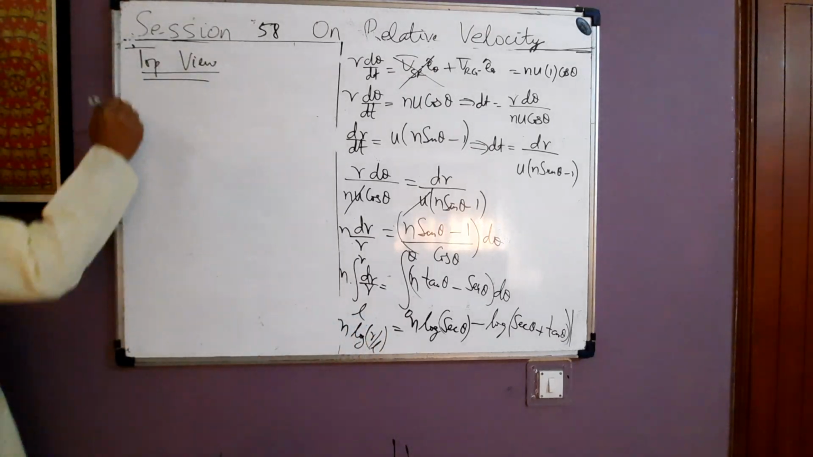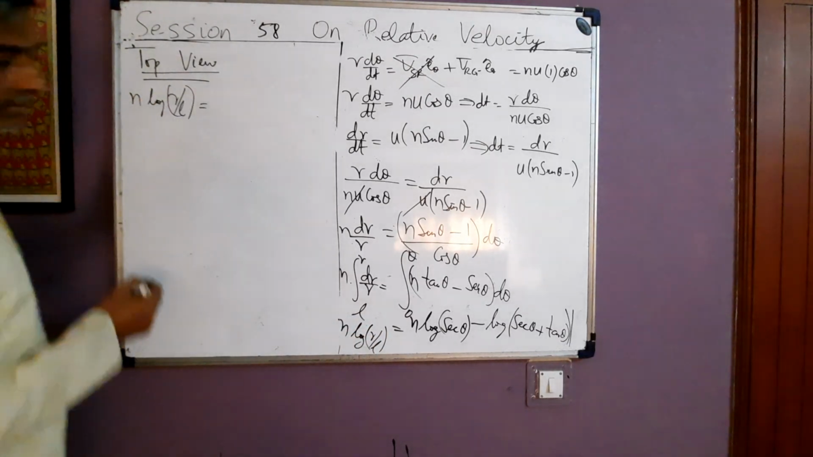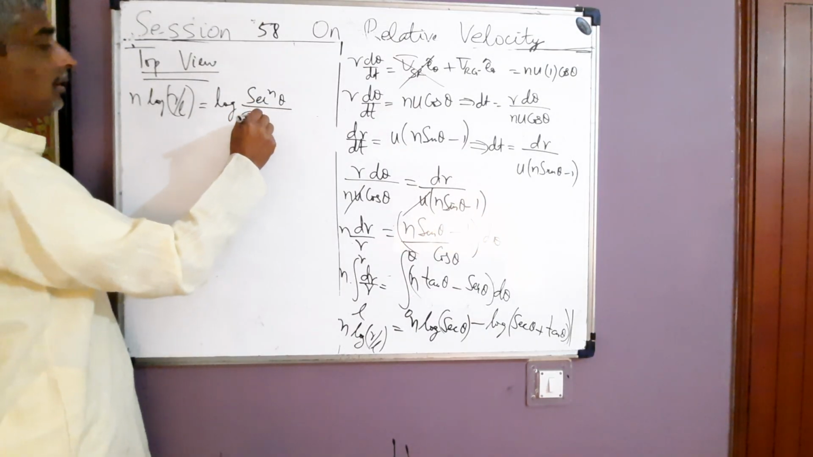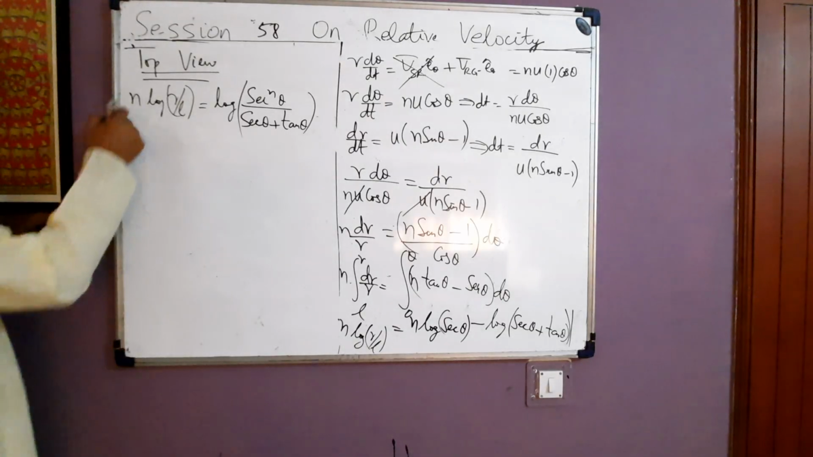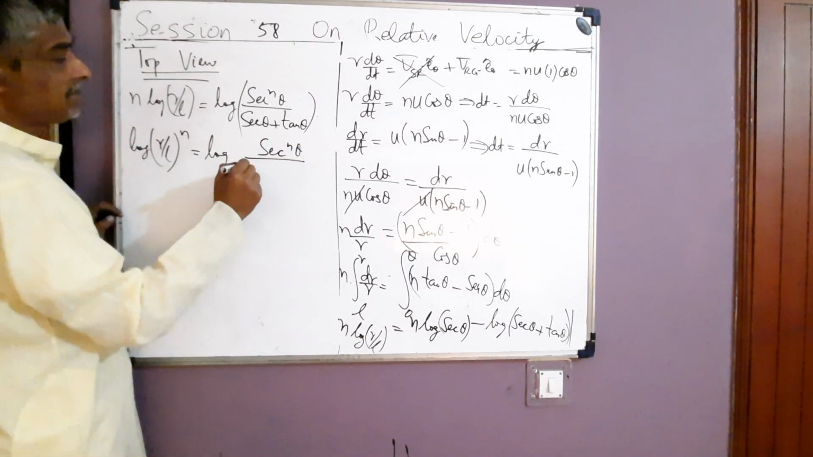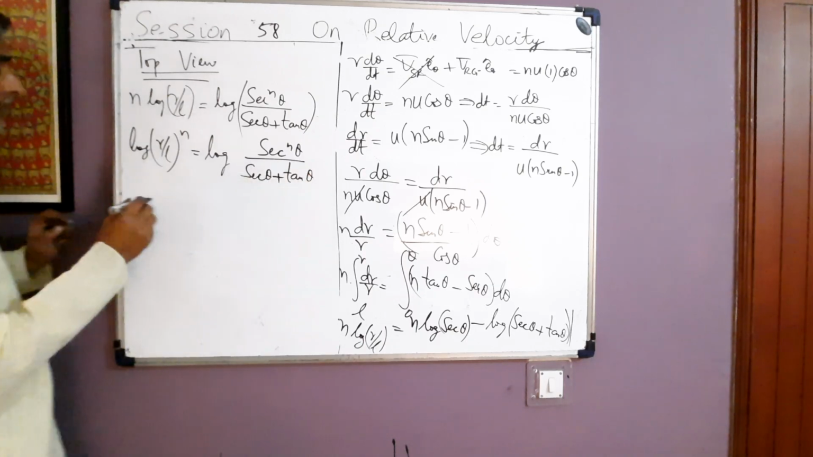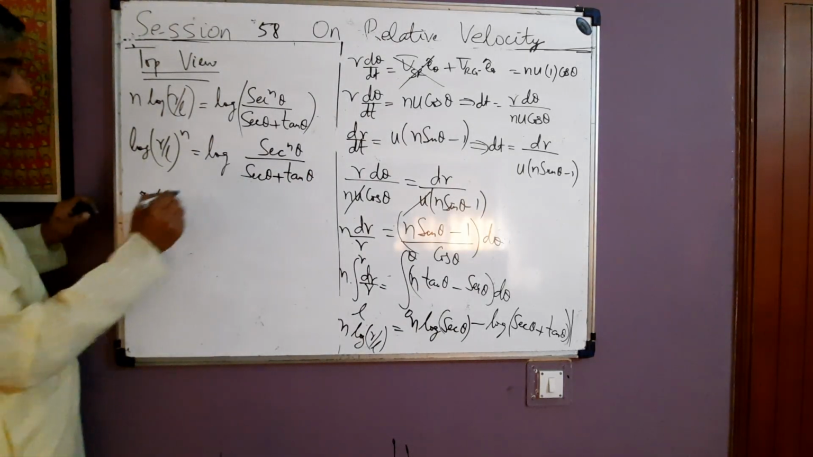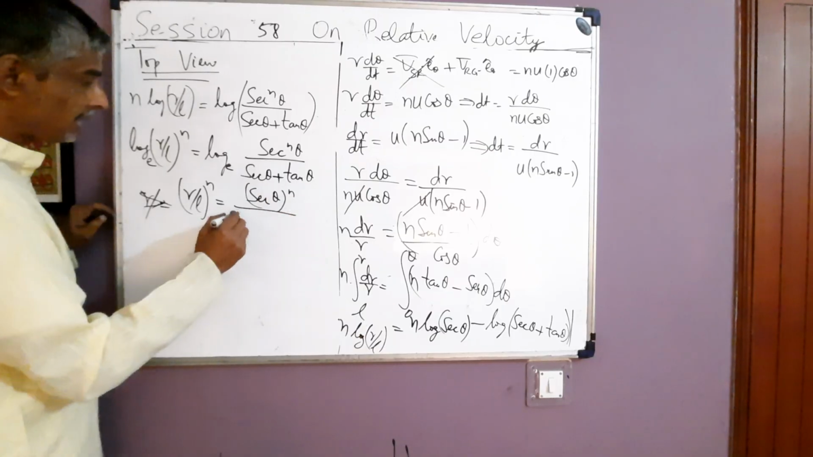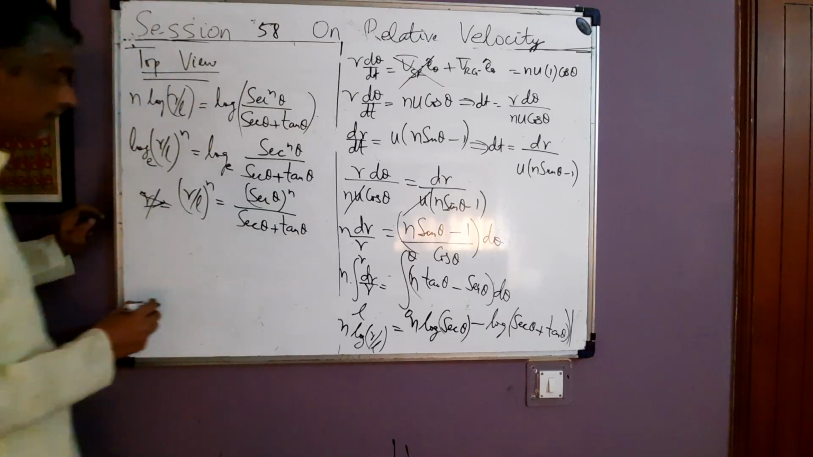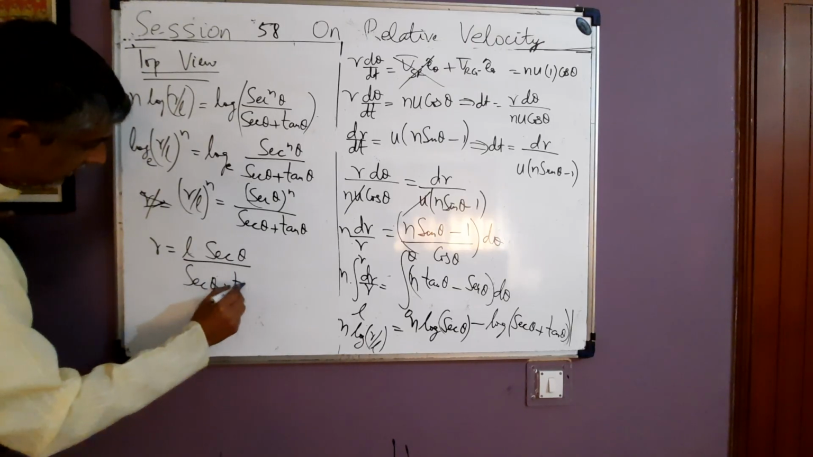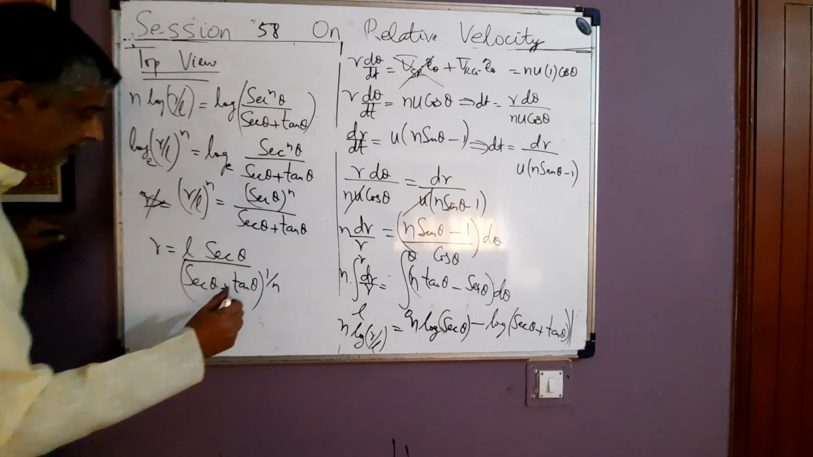So now, if we insert the limits, how much will it be? n log R by L equals, this n will go there, the log of sec theta by sec theta plus tan theta. So R by L to the power n equals sec theta by sec theta plus tan theta. Both sides, this becomes R by L to the power n, and the other side is sec theta to the power n by sec theta plus tan theta. So this becomes R is equal to L times (sec theta by sec theta plus tan theta) to the power 1 by n. This is the equation between R and theta.